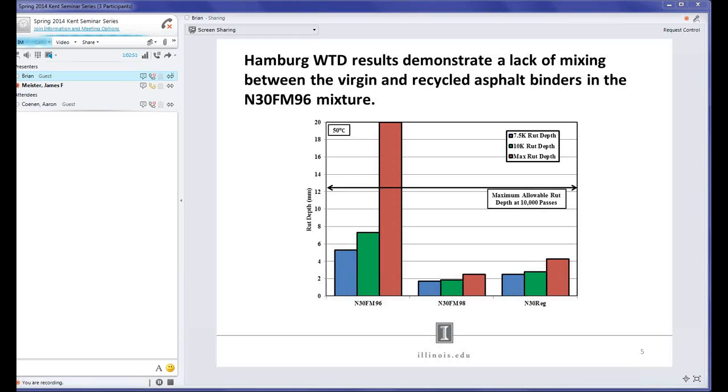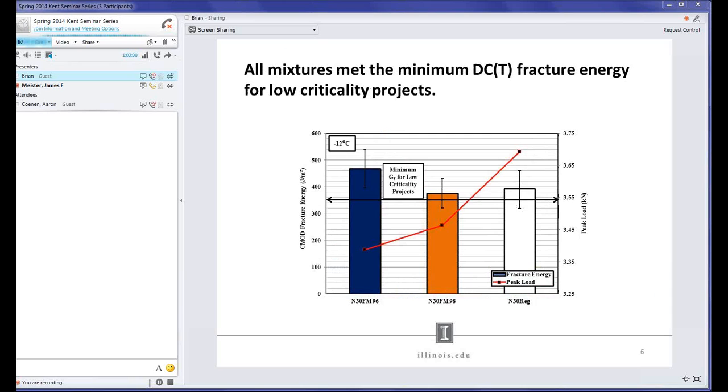So again, the N30 regular was a PG 58-28, but this is a 46-34. So you can see that when adding in the recycled materials and increasing the ABR, it ended up that the N30 regular and the N30 FM98 were fairly similar, but the 96 really had some issues in terms of permanent deformation. The good thing was that we saw that it helped us a little bit in terms of the DCT fracture energies.